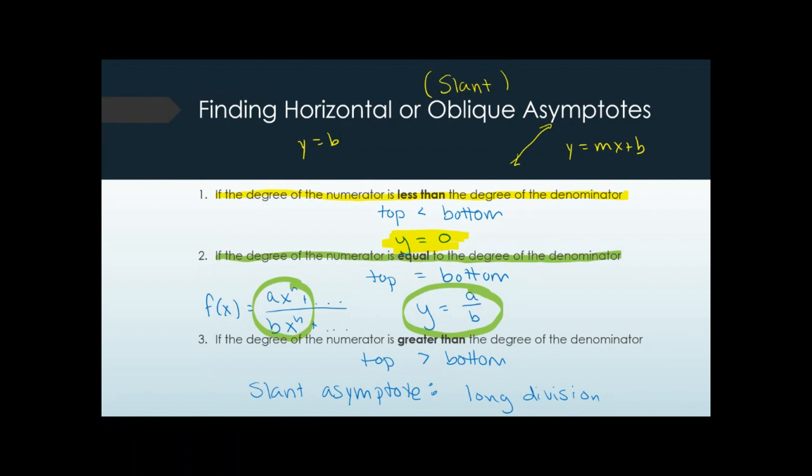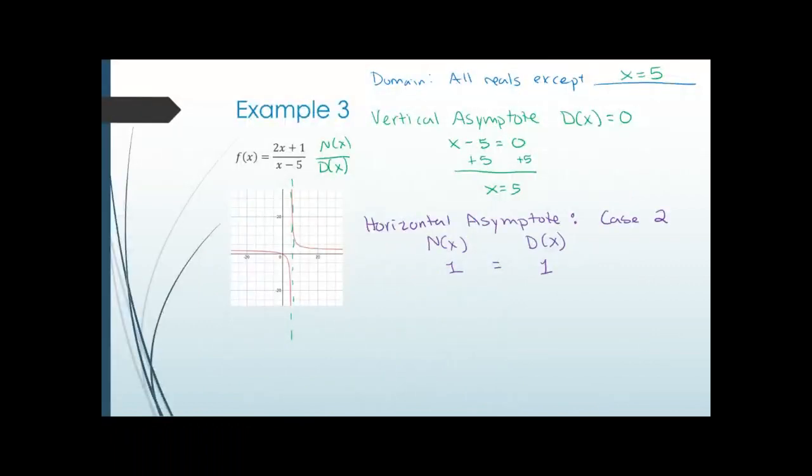So going back to our example 3. I'm ignoring everything except for the leading term. So I have y equals 2x over x. I'm just taking the first term of both of those. x over x, those cancel, and so you're left with 2. So your horizontal asymptote is at y equals 2.